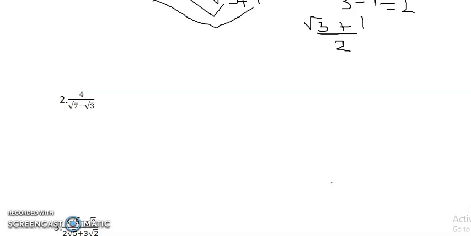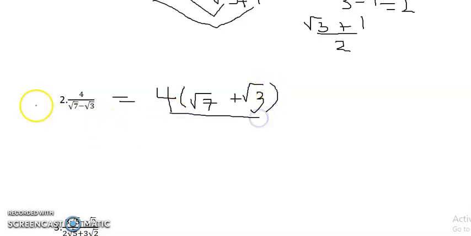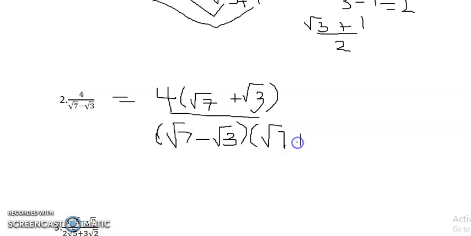Let's continue. Let's try this. 4 over root of 7 minus root of 3. What do we get? We get 4 multiplying the conjugate of this. That is root of 7 plus root of 3. All over what? And the conjugate of this one too. The conjugates will multiply themselves. So root of 7 minus root of 3 multiplying root of 7 plus root of 3.